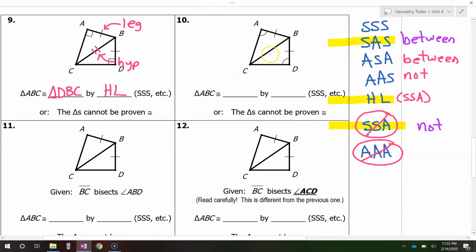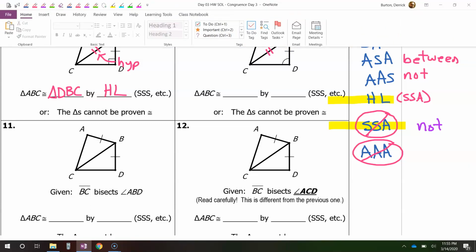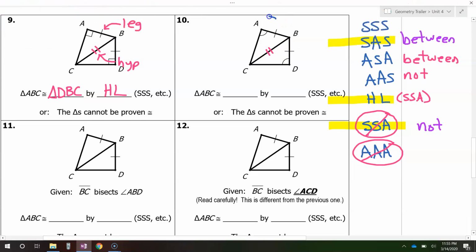Now, problem number 10. Again, we have a shared side, so let's go ahead and mark that congruent. And then focus your eyes on triangle ABC. Again, we have two sides and an angle. So that's the one that has three possibilities. It could be side angle side, hypotenuse leg, or side side angle, which doesn't actually work.